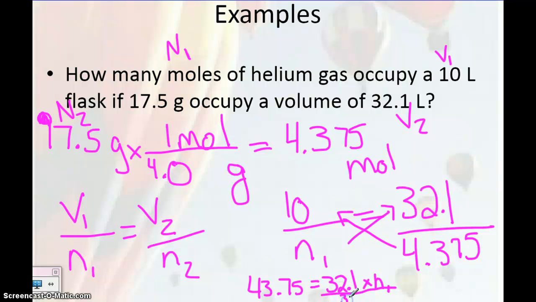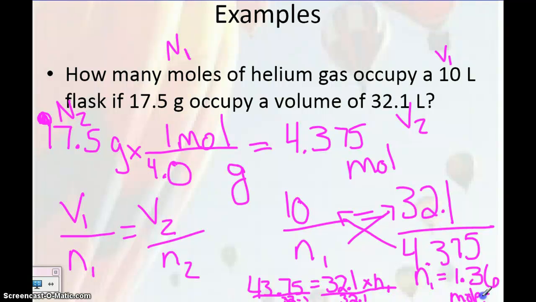And then I'll divide both sides by 32.1. Okay, so dividing, and that gives us our N1. All right, let me plug that in real quick. 43.75 divided by 32.1 gives us 1.36. Okay, and that's 1.36, and our unit was moles.